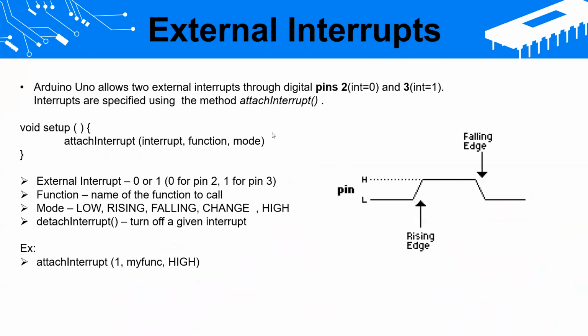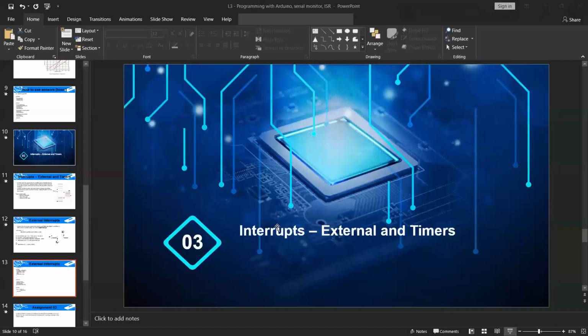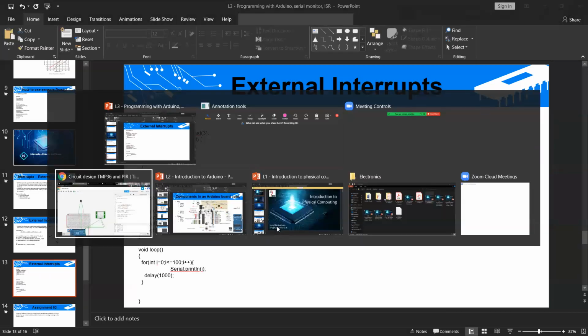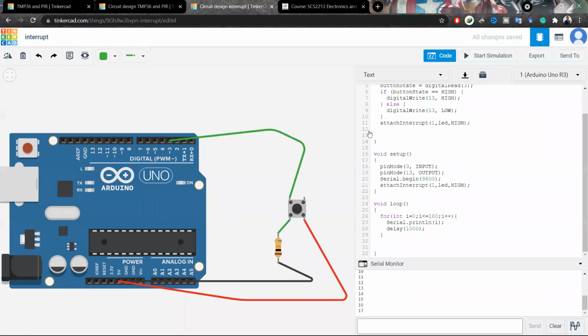Then, yeah, these are the 5 states we have, right? This is rising edge, this is falling edge, we have low, high, and the change of the signal, right? Then, okay, I'm going to do some example, right? Okay, we have 10 minutes, right?